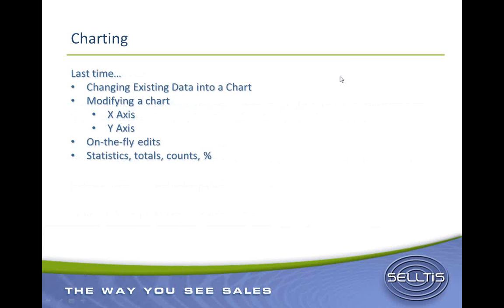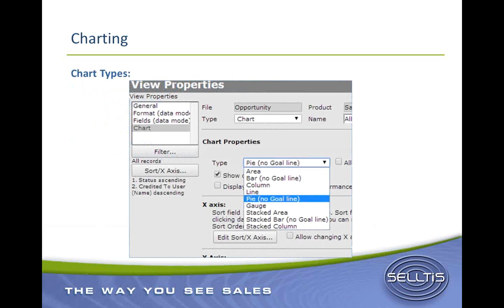As we move along, we talked last time about modifying a chart: what's on the x-axis, what's on the y-axis, how we change existing data into a chart, how we set on-the-fly edits, and then we talked about statistics, whether they be percentage of the total itself, etc. So just a quick review.